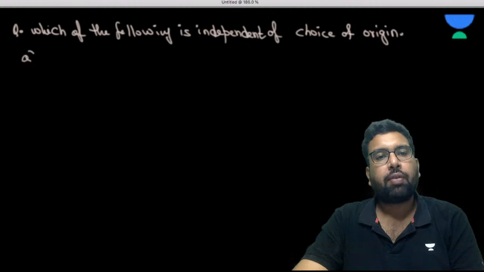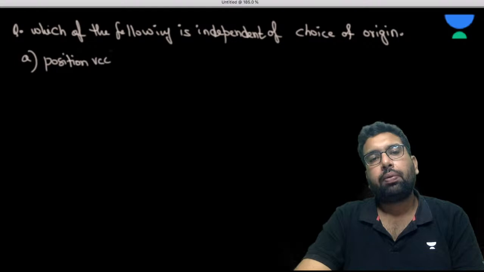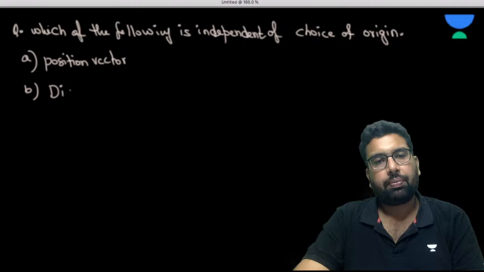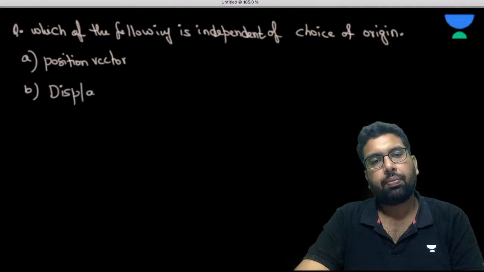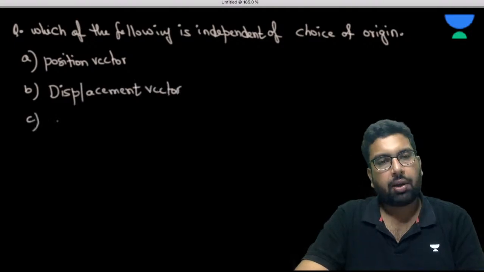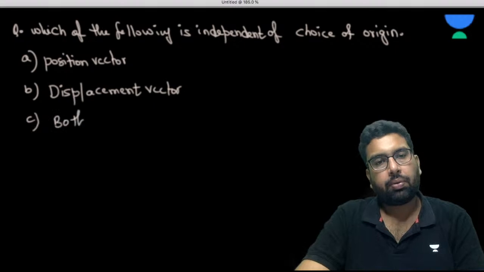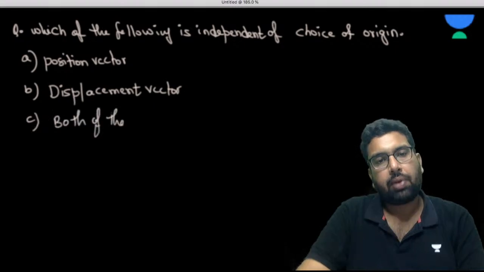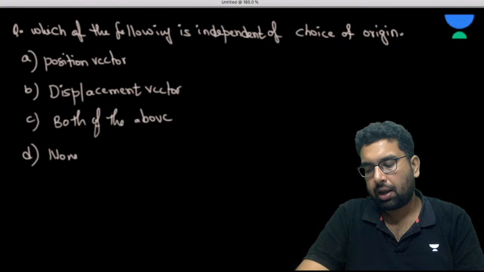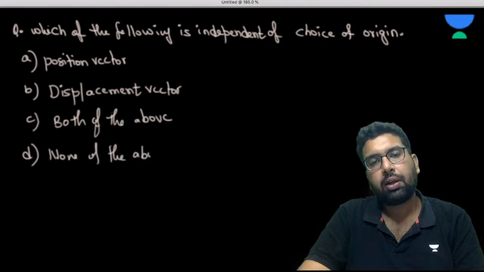Let's suppose the options are: a position vector, a displacement vector, both of the above, and none of the above. Can the live students tell me what is going to be the answer to it?